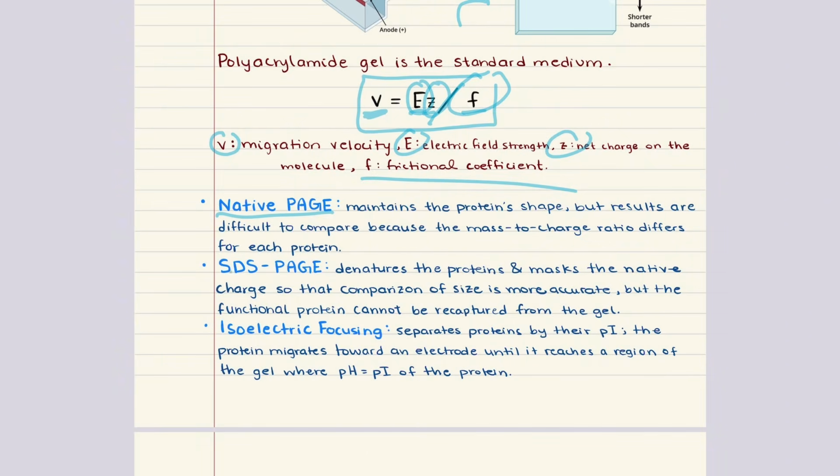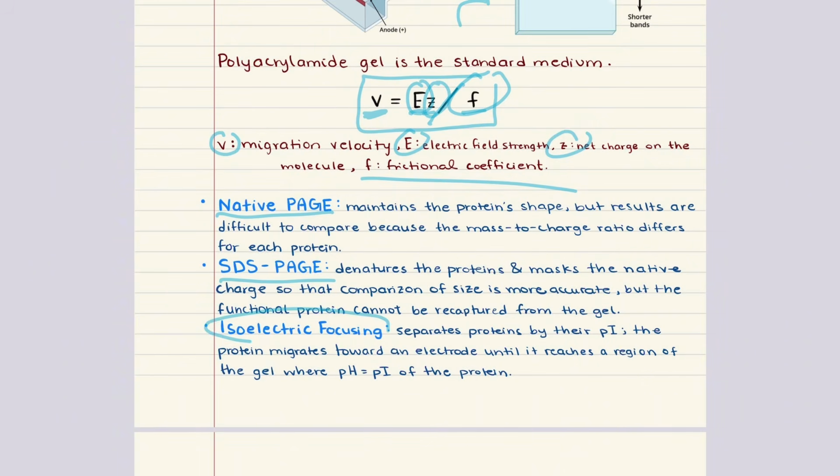The next type is SDS-PAGE. This is a variation that denatures proteins and coats them in a negatively charged detergent called SDS. What this does is it masks their native charge and it eliminates differences in shape, so the proteins are separated purely based on size. Smaller proteins are going to move faster through the gel, while larger ones are going to move a lot more slowly. However, because the proteins are denatured, you can't recover their original functional form afterwards.